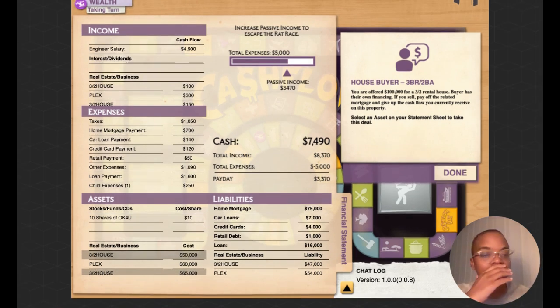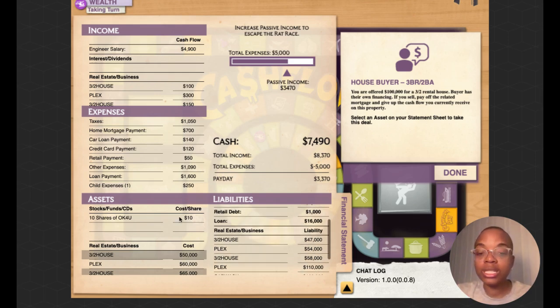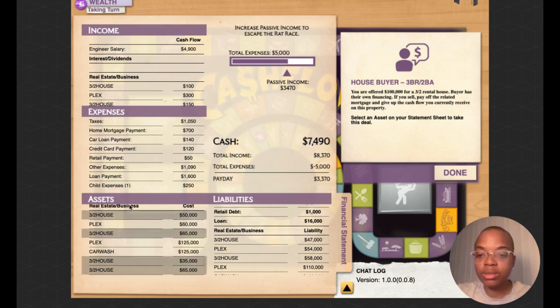Although the goal is really, like I said, okay. Now hold on. I just look at this card right here. This right here is a money card. You're offered $100,000 for a 3 bed, 2 bath rental house. Buyer has their own financing. If you sell, pay off the related mortgage and give the cash flow. And me being the 3 bed, 2 bath house mogul that I am, I got 4 3 bed, 2 bath properties that this guy's willing to pay me 100,000 for, and I paid what, 50, 65, 35,000 for these. I'm gonna make some bank right here, y'all.